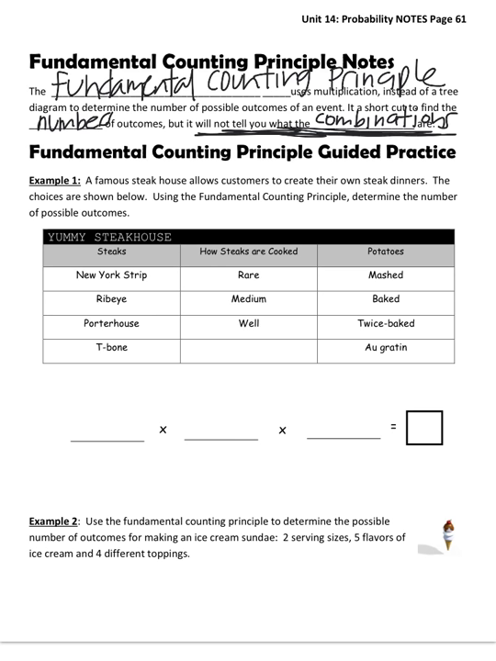So if you look down here at the Yummy Steakhouse, we have 4 different types of steaks. We have 3 different ways they can be cooked. And then we have 4 different types of potatoes. So you multiply, 4 times 3 is 12, 12 times 4 is 48. So you have 48 outcomes. So that's a lot easier than making the tree diagram. The issue is you don't know that somebody got a New York strip and they got it medium well and twice baked potatoes. The only thing you know is how many different outcomes there are.